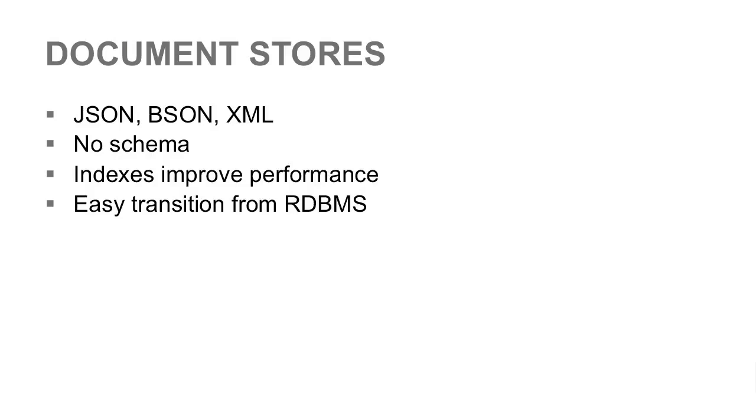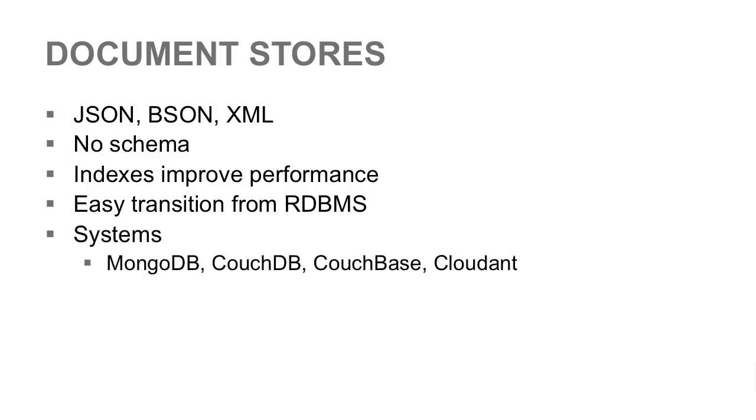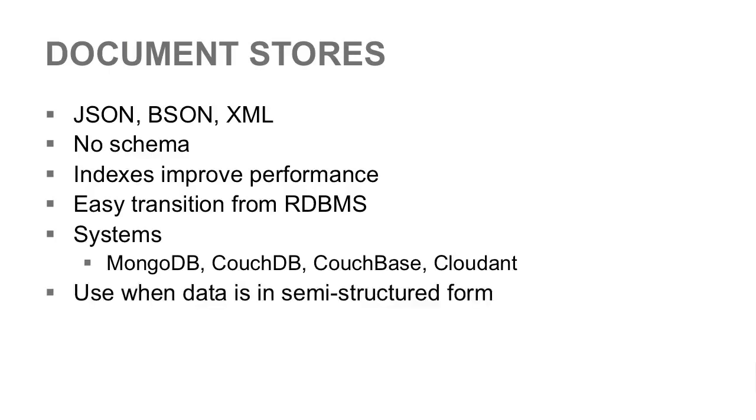Usually, systems like this are quite optimized for ease of use. Their APIs are quite easy to use. In many cases, the API is actually implemented in JavaScript, and you are writing queries in JavaScript to access such systems. You can see here some of the popular systems, and you would be using document stores when your data is in some semi-structured form.